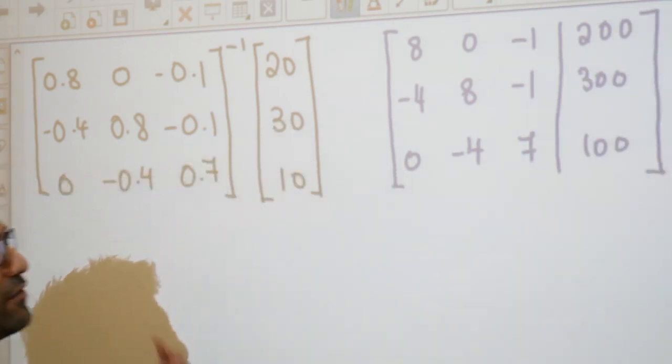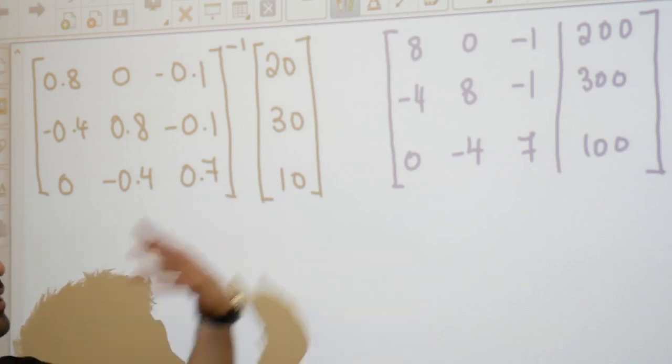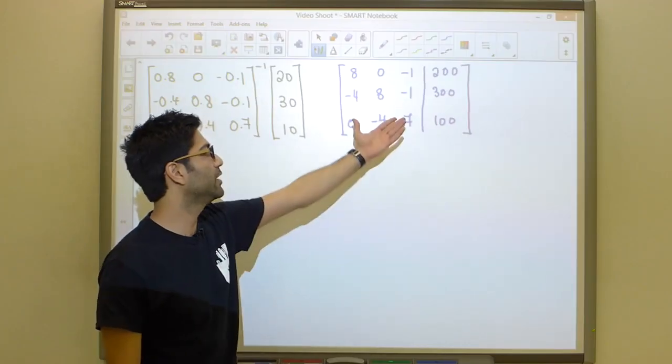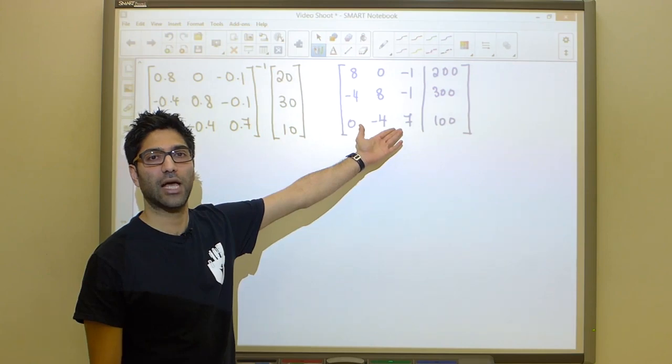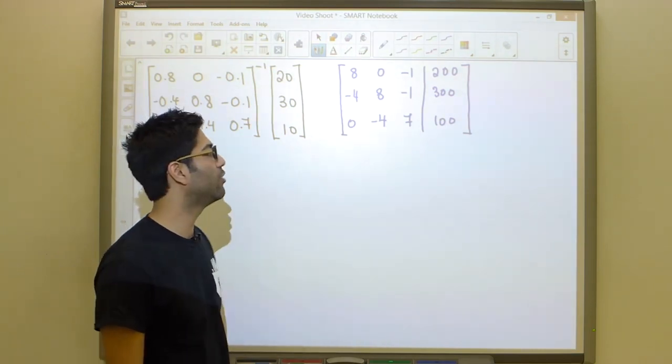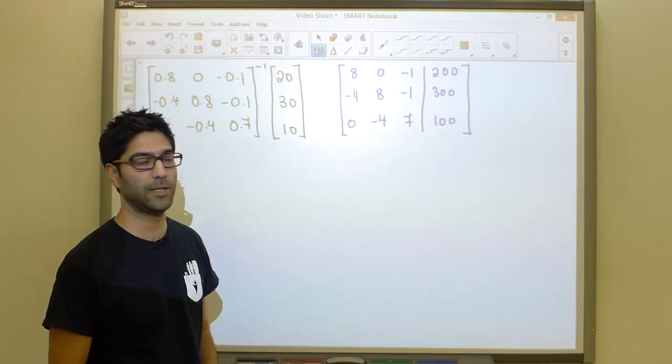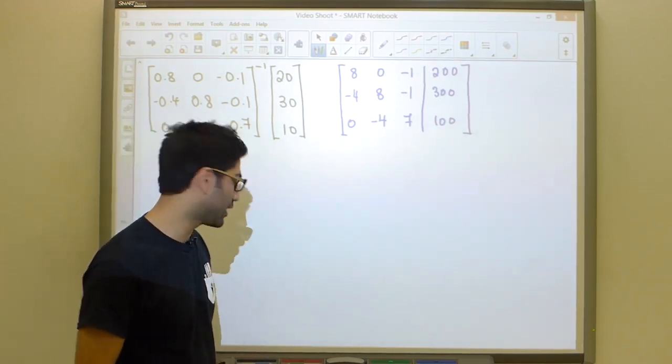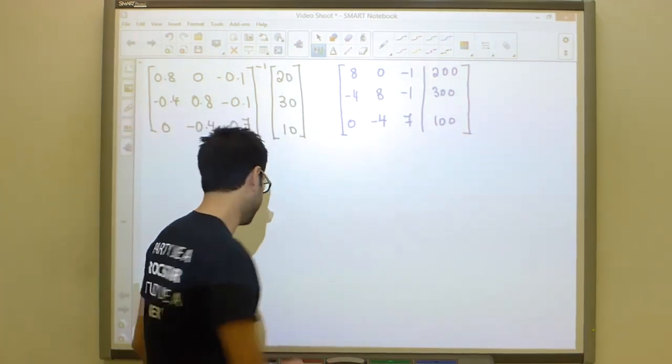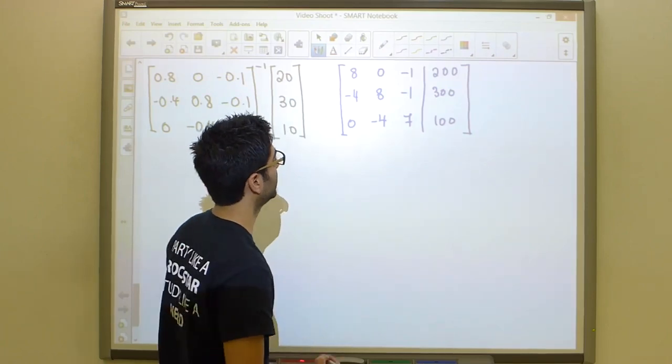And instead of, again, finding the inverse, getting our answer, and multiplying by the demand, we're simply going to row reduce this matrix and get our answer. Take a look at how much quicker this is going to be. So let's start the row reduction process. It's going to be a very similar one, so let's go over it maybe a little bit quicker.